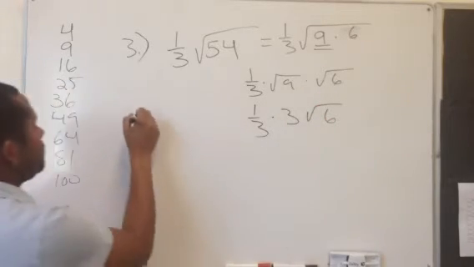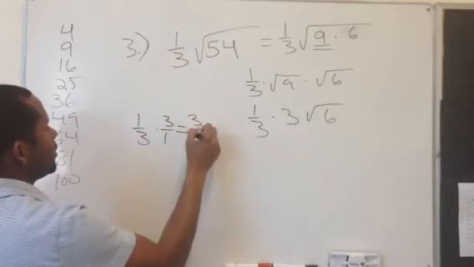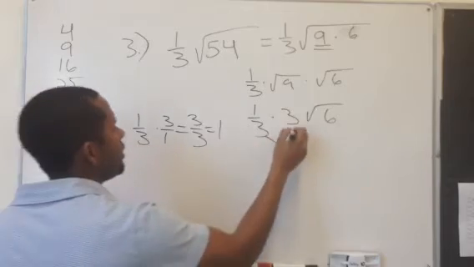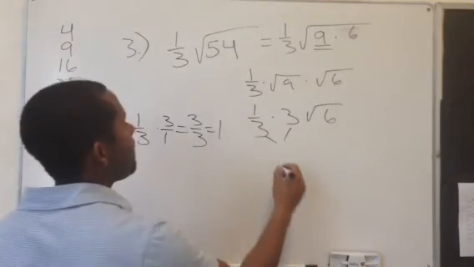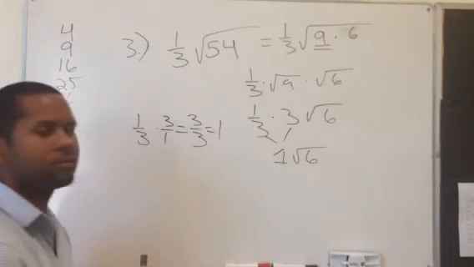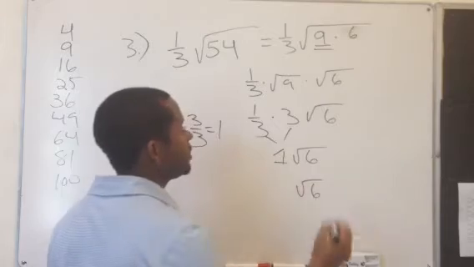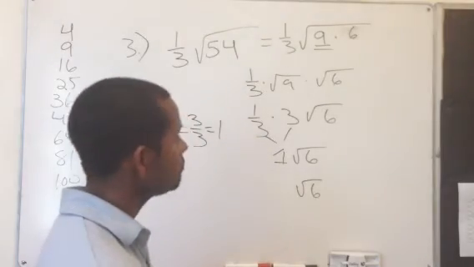1/3 times 3 over 1. 3 over 3 equals 1. Excuse me. 1 square root of 6. Final answer. Or just the square root of 6. Okay?